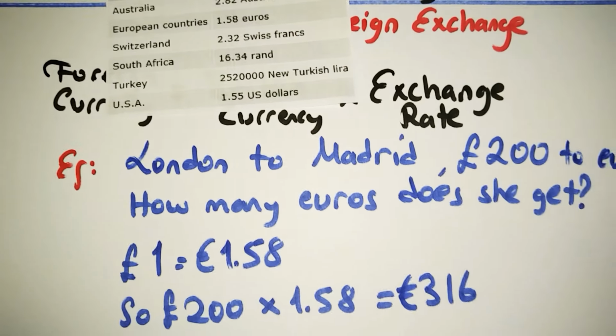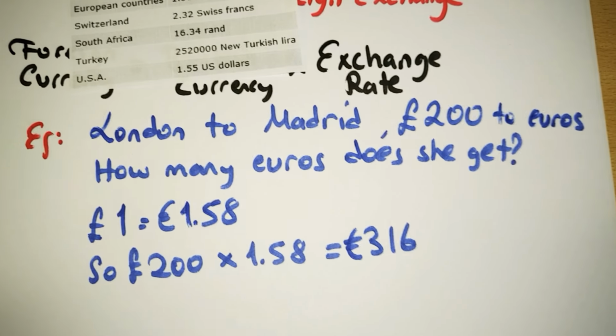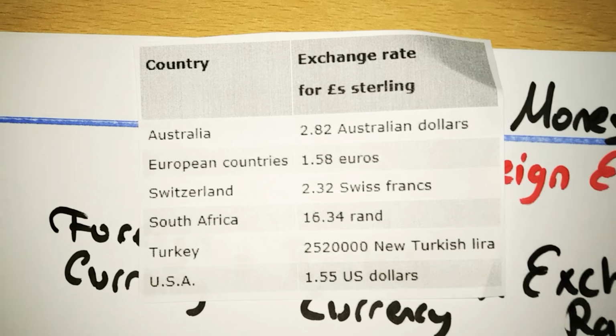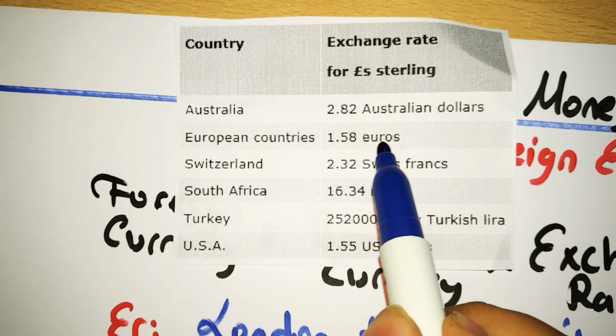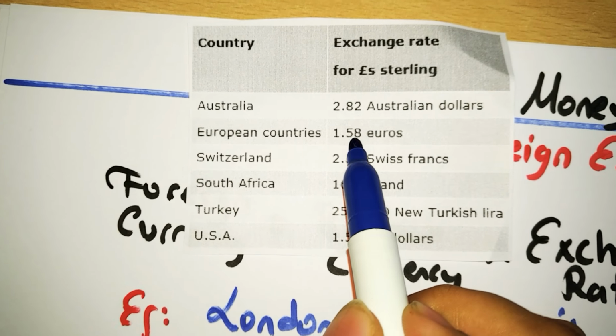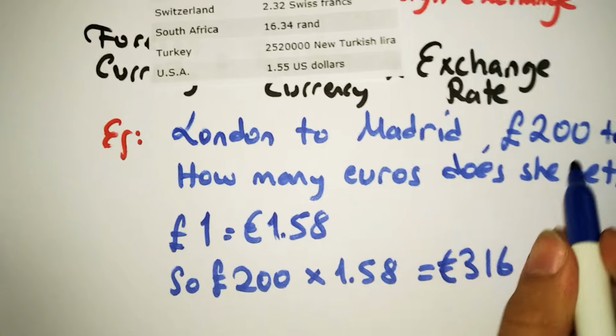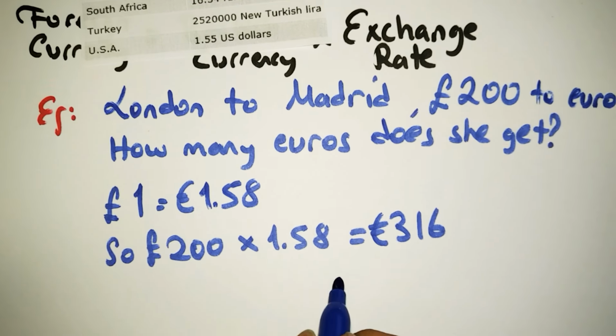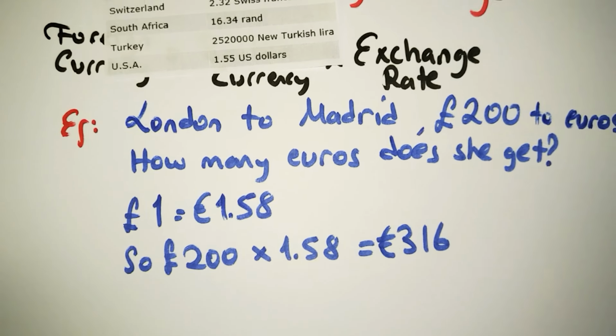So I hope it helped a little bit. Remember, I have used from my table in the European countries the euro rate, which is 1.58, to calculate my £200 in euros, 316. So one more question.